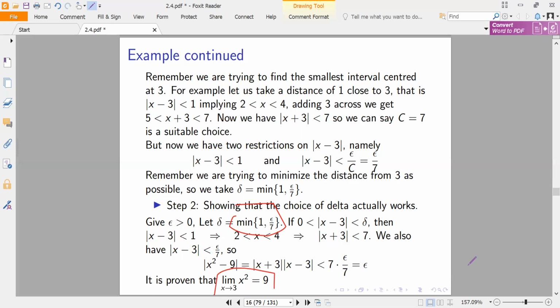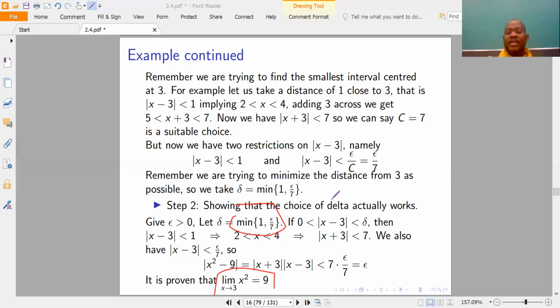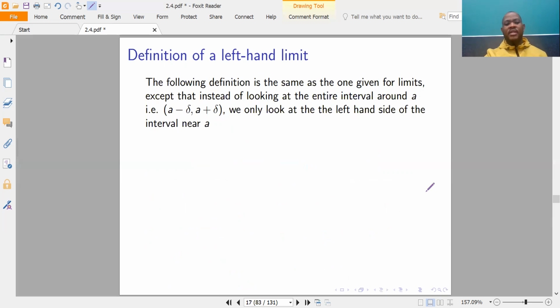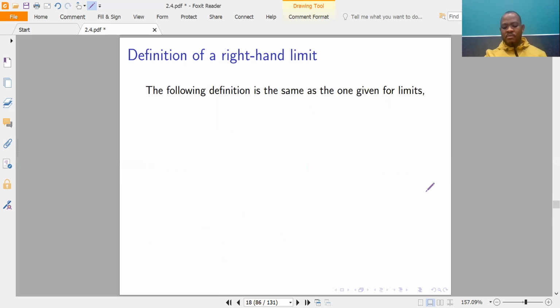I want to stop here for today, but otherwise, remember we spoke about one-sided limits before. We spoke about vertical asymptotes and all those. So this precise definition of limits can also be used for one-sided limits. And for these, I wrote the notes on the left-hand limit and the right-hand limit to explain what we mean.